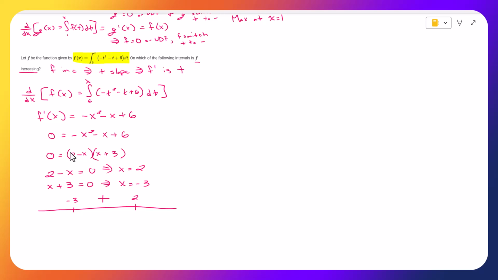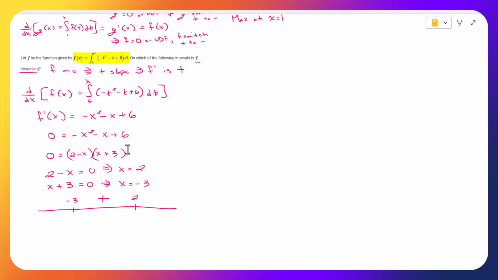This is a positive number. 2 minus 3 is negative 1. This is a negative number. Negative times a positive is negative. And if I go to negative 4, negative 4 plus 3 is negative. 2 minus negative 4 is positive. This is going to be a positive times a negative. That's going to be a negative number.